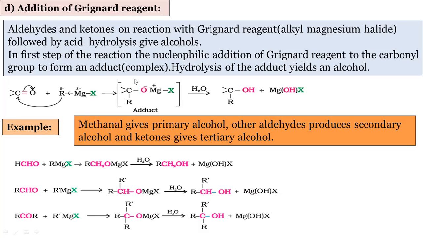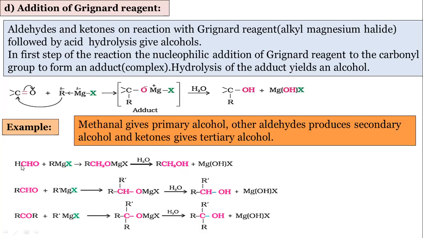This O minus will pick up the remaining MgX, and we get the intermediate here. After hydrolysis, we get alcohols here, and this is the byproduct. So we can prepare primary alcohols, secondary alcohols, and tertiary alcohols, depending upon which aldehydes are used here.